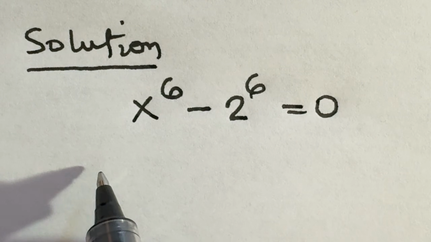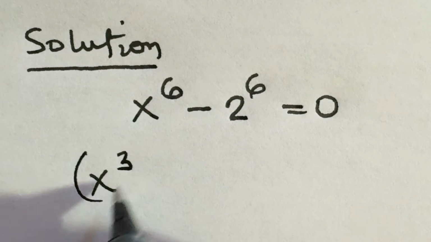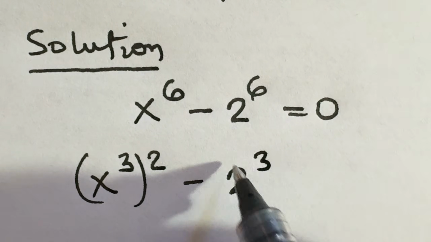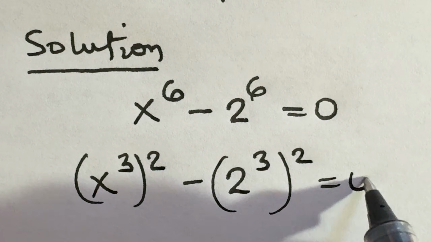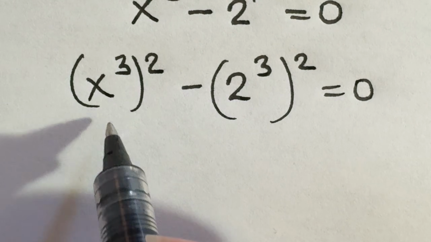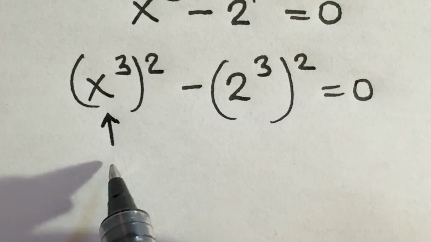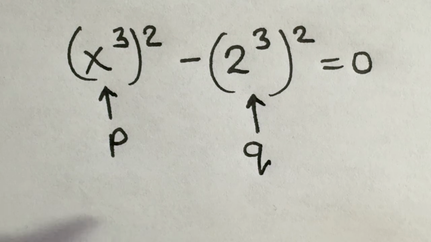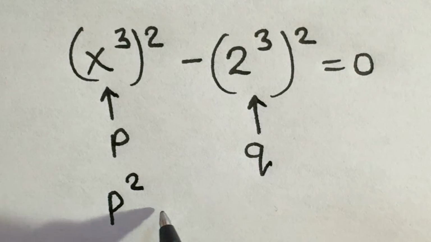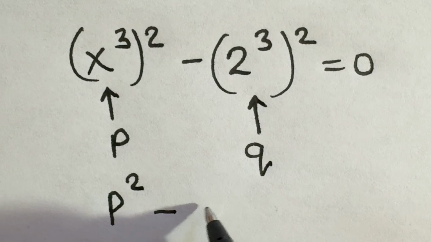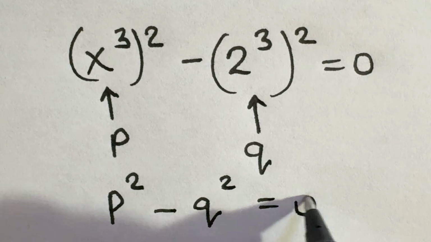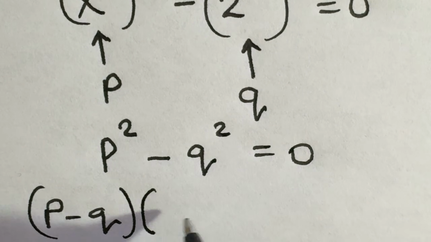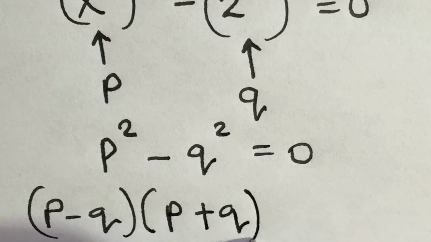x raised to power 6 can also be written as x raised to power 3, raised to power 2. Same thing with 2 raised to power 6, I can also write it as 2 raised to power 3, then raised to power 2, is equal to 0. If I let x raised to power 3 be represented by, say, p, and let 2 raised to power 3 be represented by, say, q, then we can immediately see difference of two squares, as this becomes p squared minus q squared is equal to 0. And to factorize this becomes p minus q times p plus q is equal to 0.